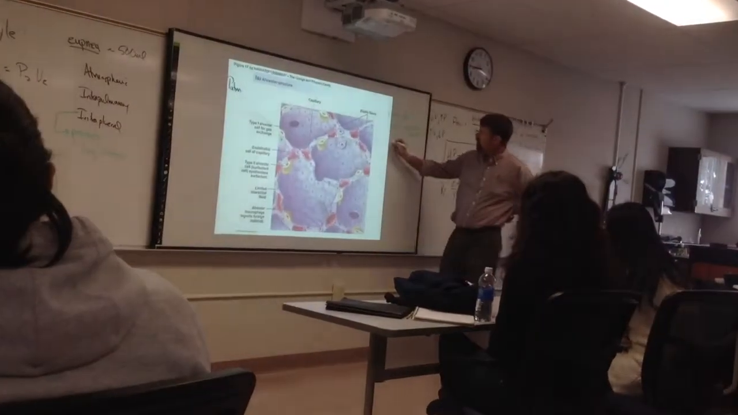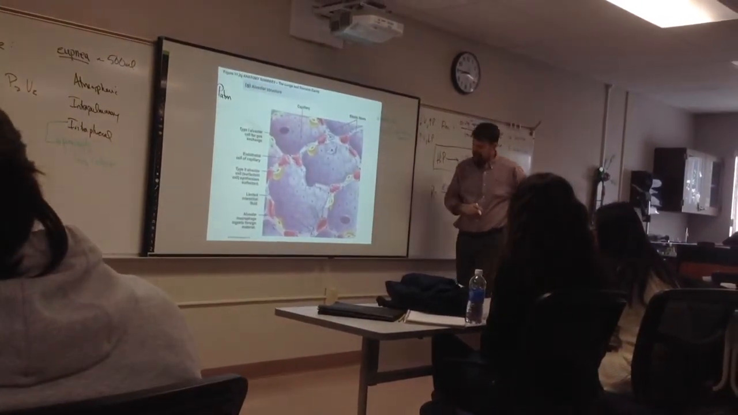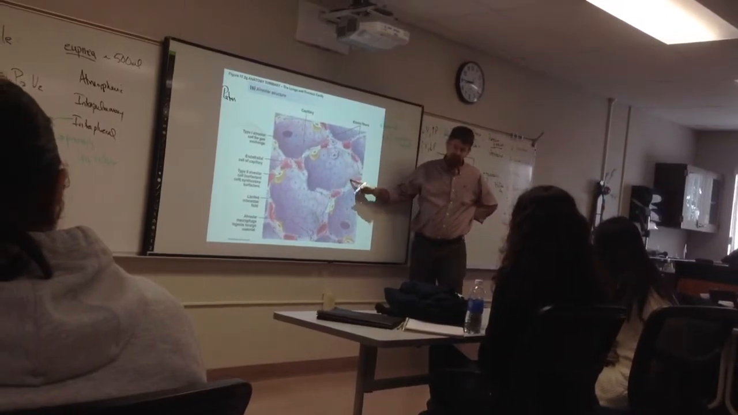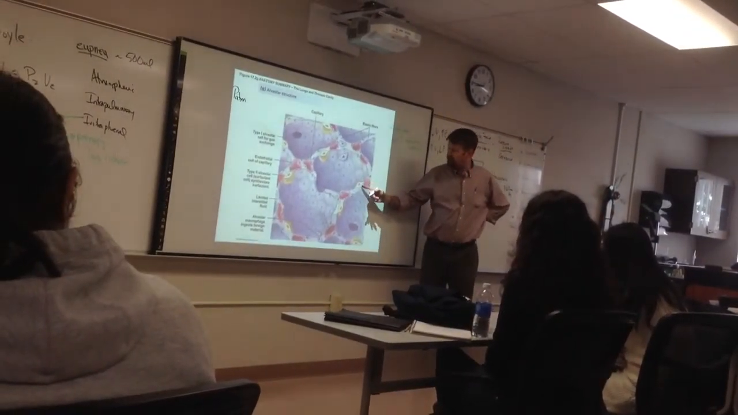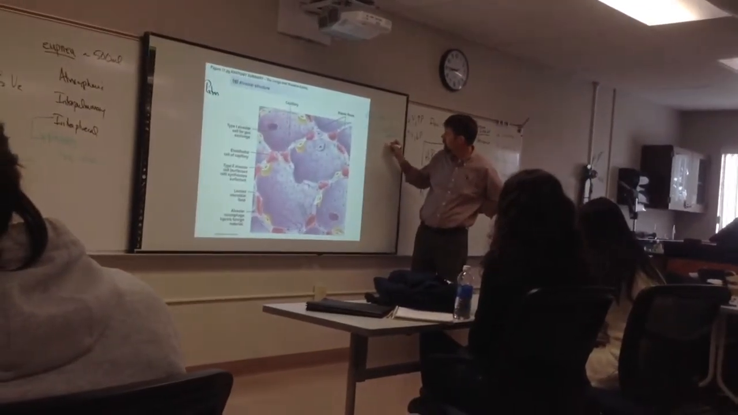And these are called type 2 cells. They don't participate in gas exchange. You'll notice that they have a lot of microvilli on them. That's to increase their surface area. They actually secrete substances, and what they secrete is something called surfactant.